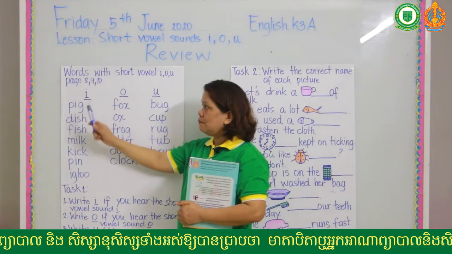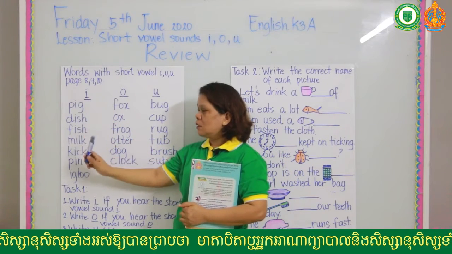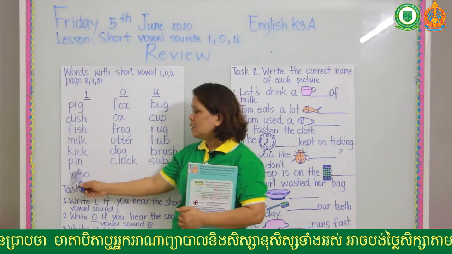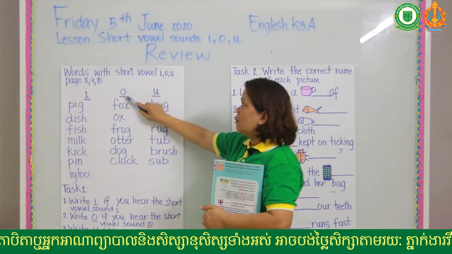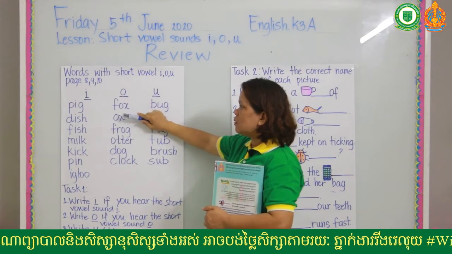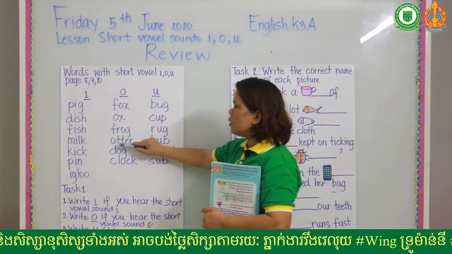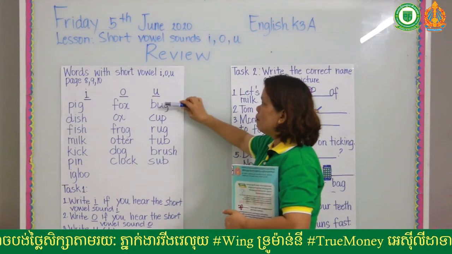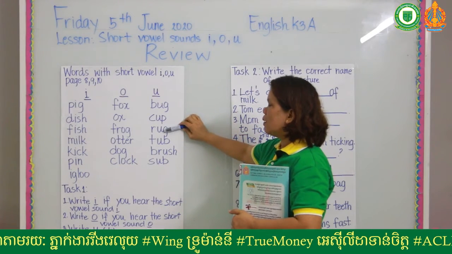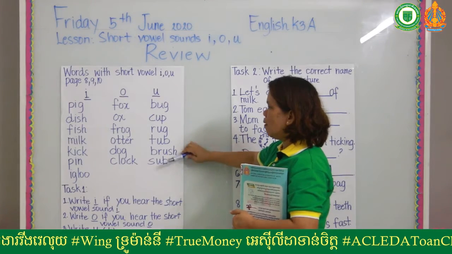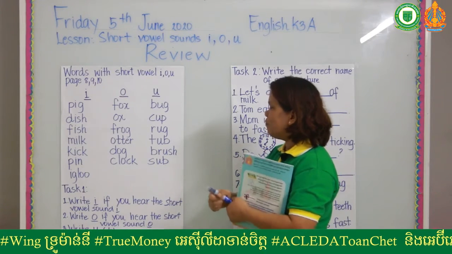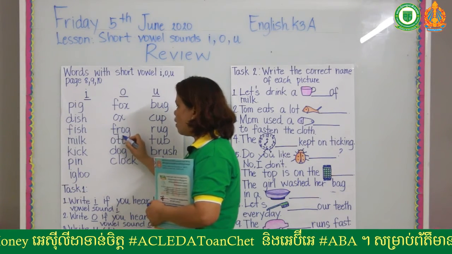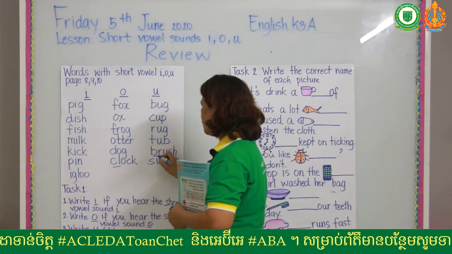Okay, sound E: pig, dish, fish, milk, kick, pin, igloo. Short vowel sound A: fox, ox, frog, otter, dog, clock. Short vowel sound A: bug, cup, rug, tub, brush, soap. There are words that are not easy for you to read, like frog, because they have a consonant blend. Frog, frog, clock, and brush.